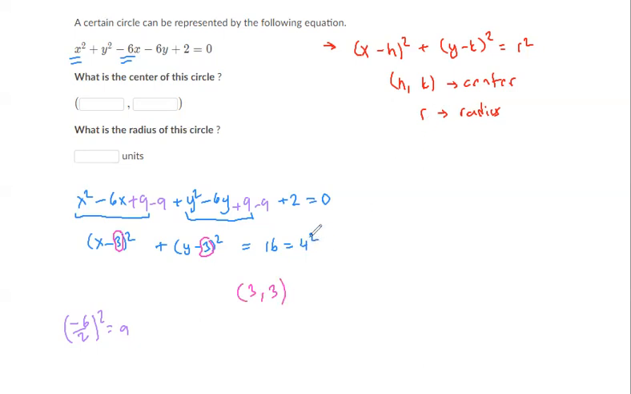And then the r squared is the right side of the equation, in this case 4 squared. So the r is my 4. Okay, so let's go ahead and do that. So this is 3, and this is 3, and this is 4. Okay, so this is the first problem. I hope that was clear so far.